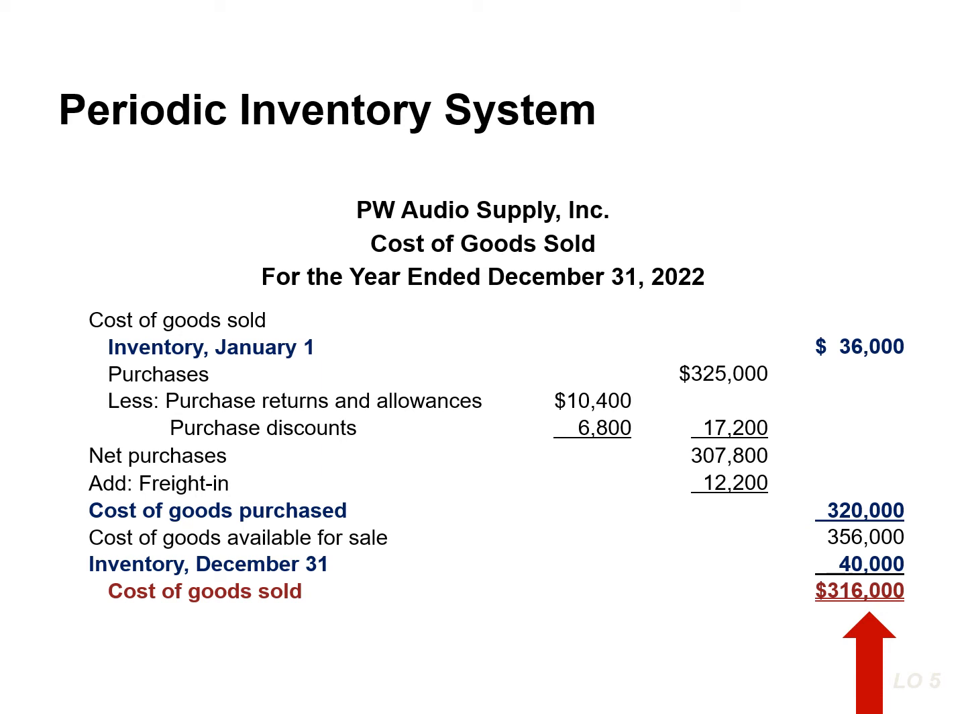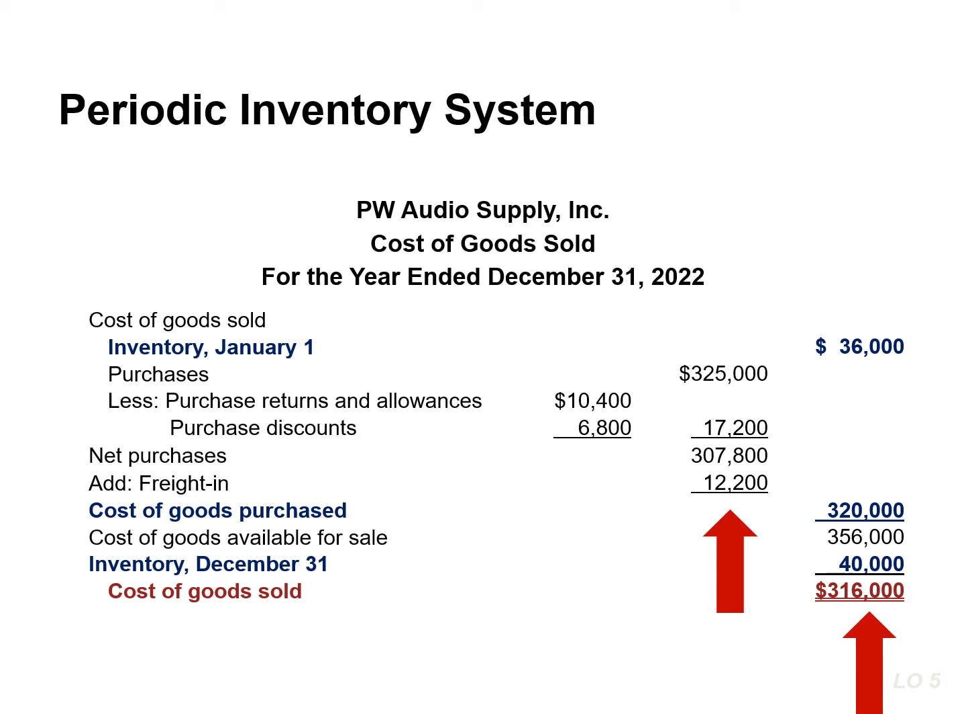We add our purchases, which are $320,000, to arrive at our cost of goods available for sale. We physically count our inventory, and in this instance, we've identified that our ending inventory is $40,000, which means the difference between the cost of goods available for sale and our ending inventory is the cost of goods sold. In this instance, it's $316,000.